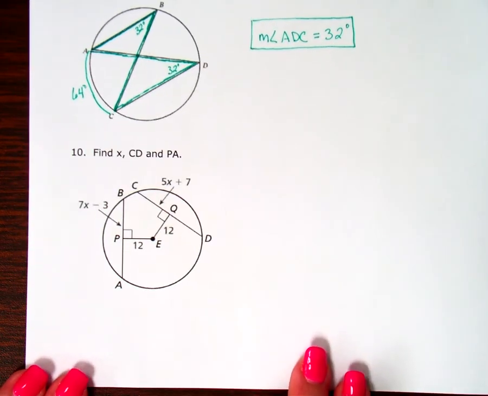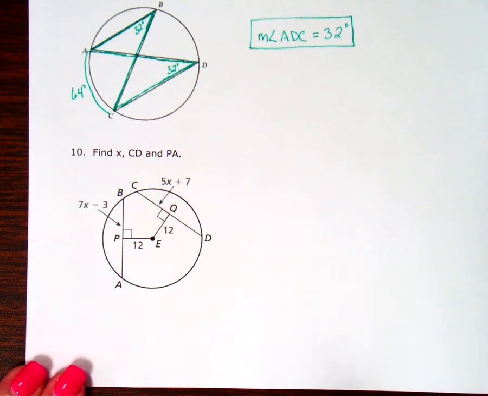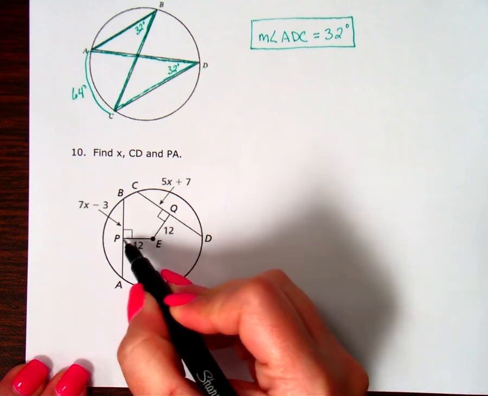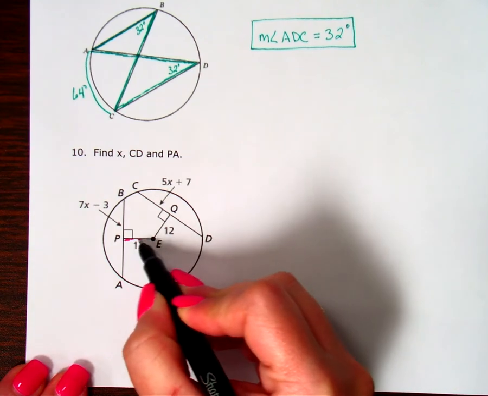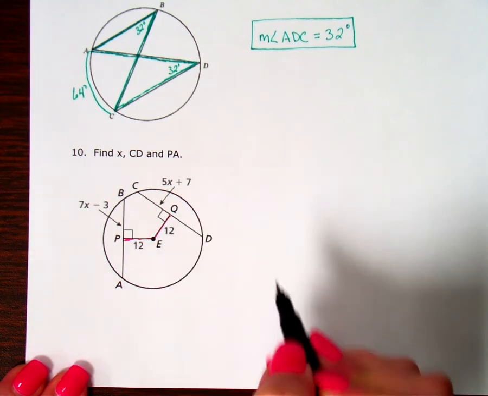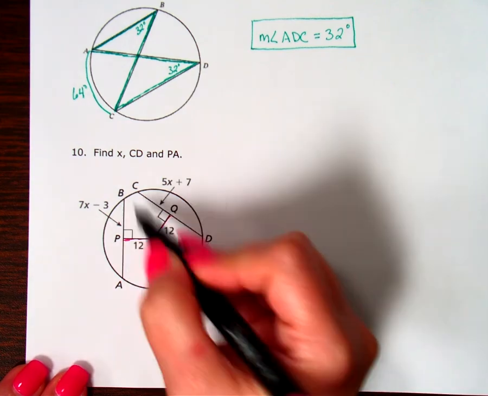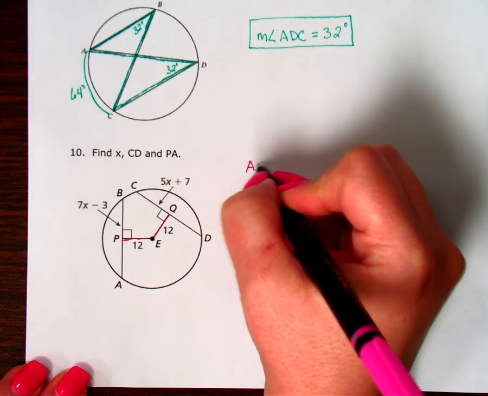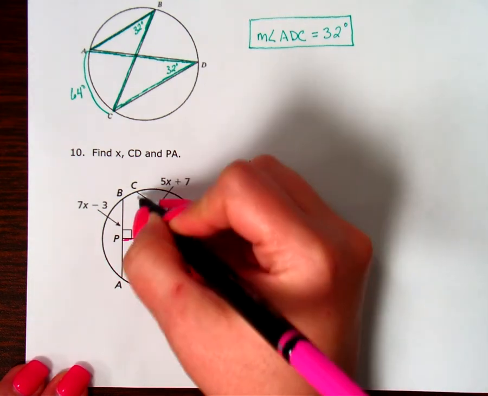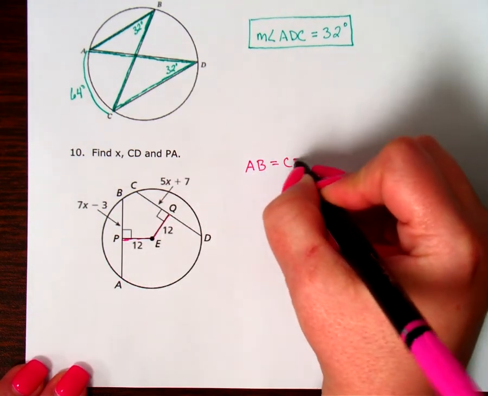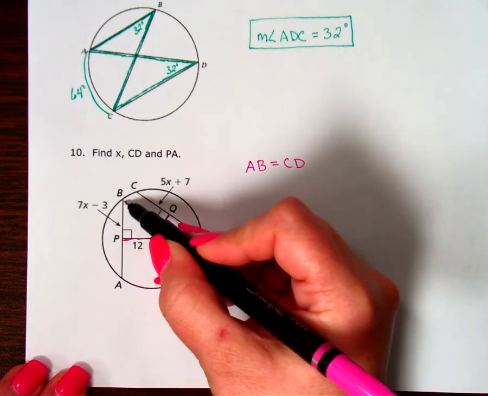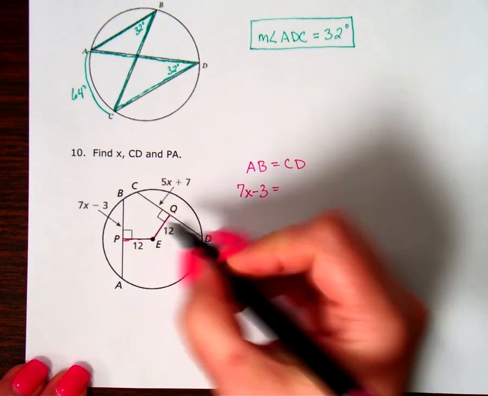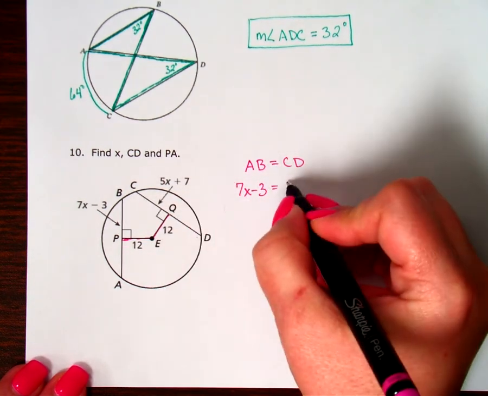Let's look at number 10. Number 10, find x, CD, and PA. All right, so I can see that I have two chords, and they are both 12 units from the center of the circle. What that means is the chords themselves are equal. So this chord AB is equal to this chord CD. AB is 7x minus 3, and CD is 5x plus 7.